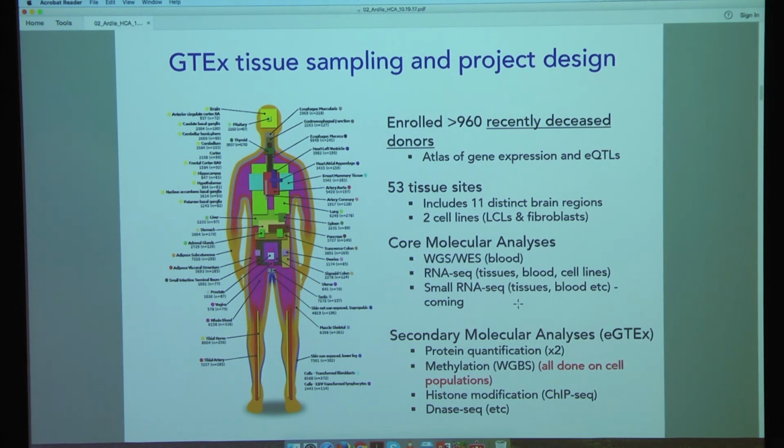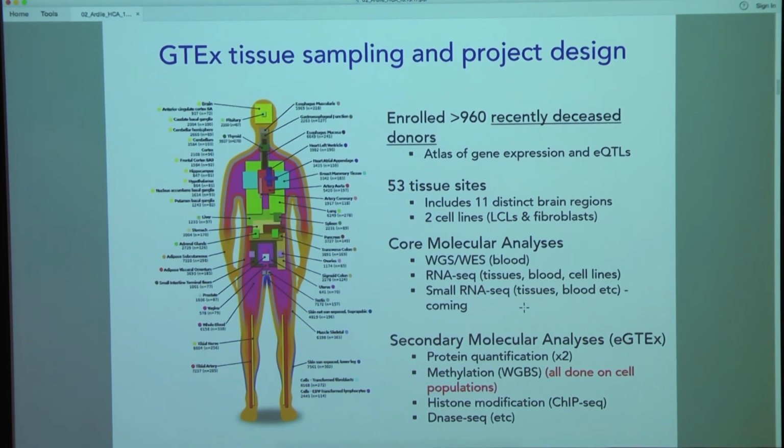And the core molecular analyses we did were a whole genome so that we could get that genetic variation and survey that across individuals, and RNA sequencing of all the tissues, the bloods, the cell lines. And more recently, we're just producing small RNA and microRNA sequencing across all of these tissues as well. In addition, and I won't talk about these, there are a suite of additional secondary molecular analyses that were largely epigenetic and protein-based as part of the enhanced GTEx project. And I will note that all of the methylation assays were actually done on sorted nuclear cell populations.